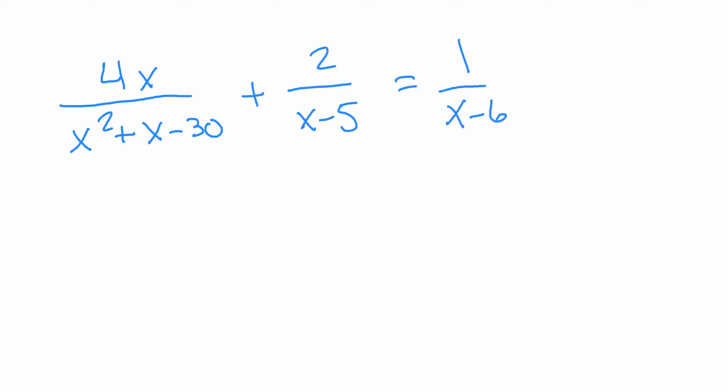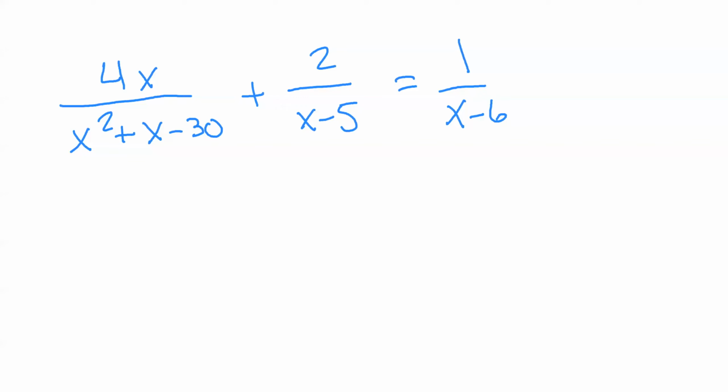All right, so we've got 3 fractions here. If we want to find our LCD, we're going to have to factor our denominators. We see that these 2 fractions are their own factors. Their denominators are single factors of x minus 5 and single factor of x minus 6.